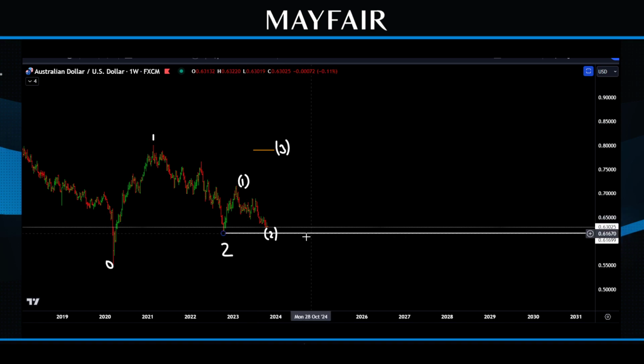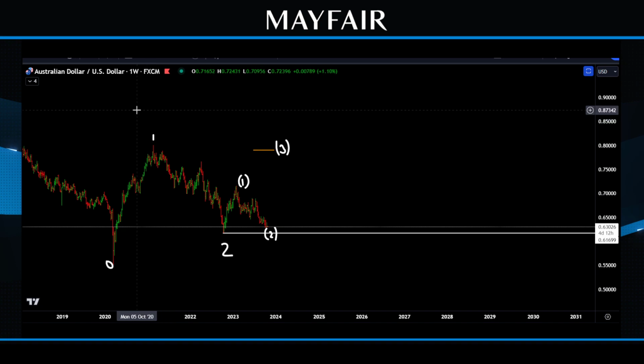Because I've got the stochastic in my favor. I can count the 5, I can count the pullback, I can count the 5, I can count the pullback. I can see the character changing right now. We've gone from moving down aggressively like this, like this, like this, to now going kind of sideways. This is the change of character. This is the change of attitude of that character. It's literally running out of downward steam.